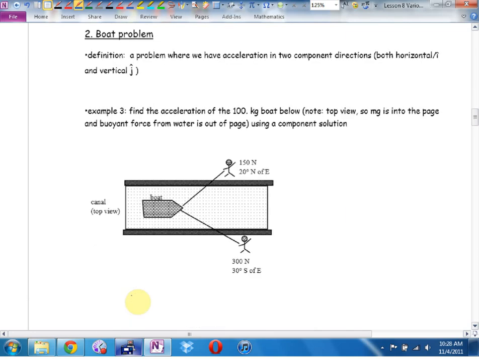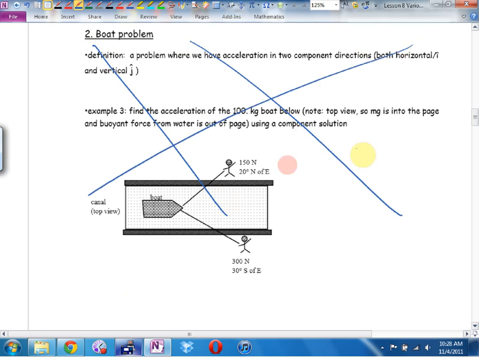The boat problem. I have to admit, while this is nerdily cool, it's not on your test, and I'm cutting corners. By the way, if you break it into components, it's not as impressive as you think. So turn the page.